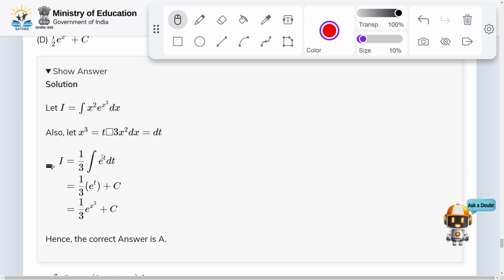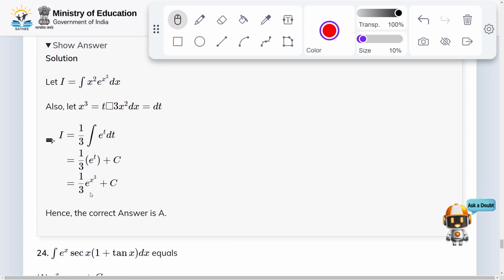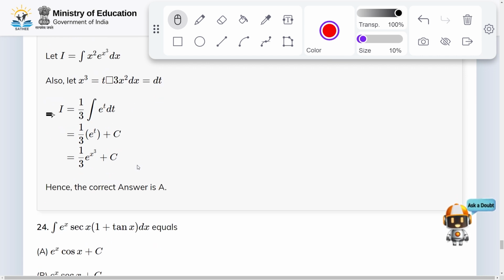And this will be e power t. Now integrate it. The integration of e to the t is just e to the t. So e to the t by 3. Now t is x cube. So your final answer will be e power x cube by 3 plus some constant. Okay, I hope it is clear to you.